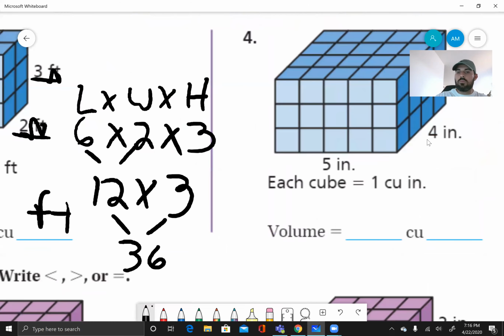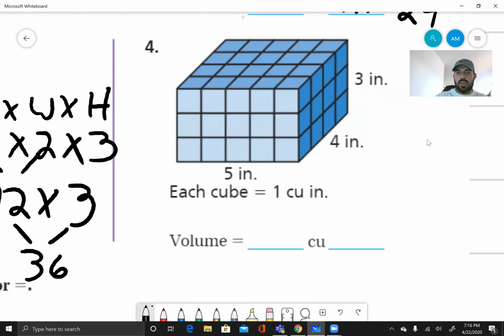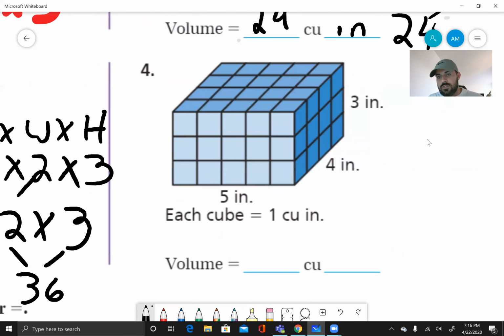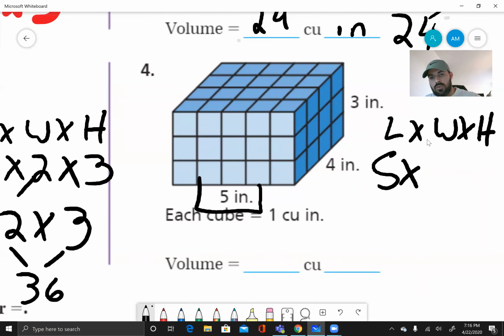All right, let's do one more before I end this video, and then you can get started on your classwork. Length times width times height. My length is 5 inches. I know that my width is 4 inches, and my height would be 3 inches.